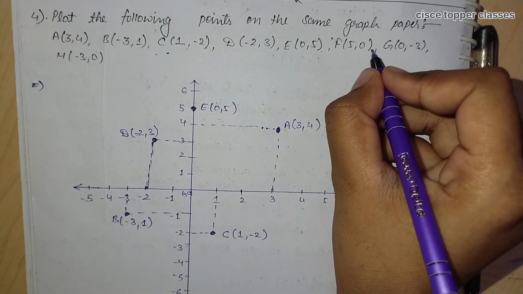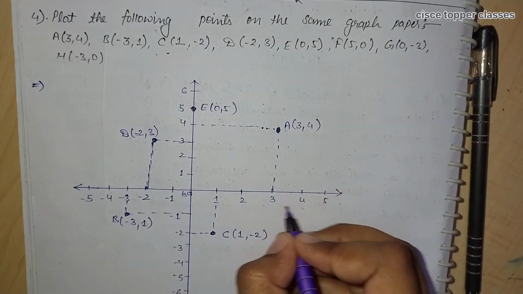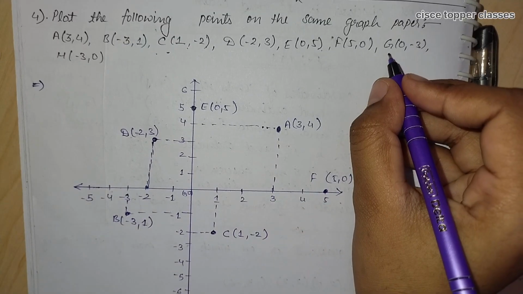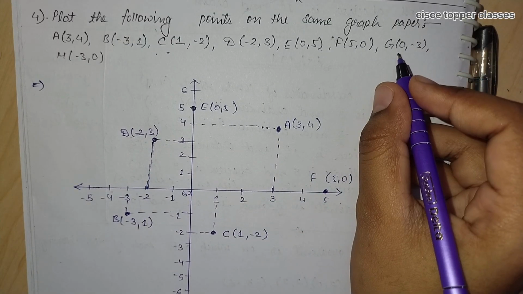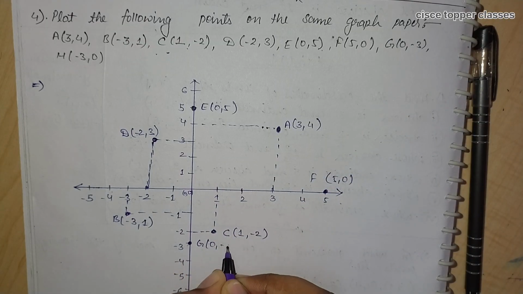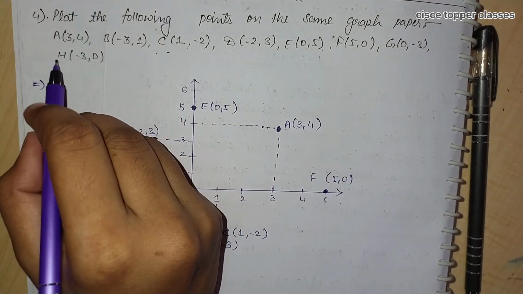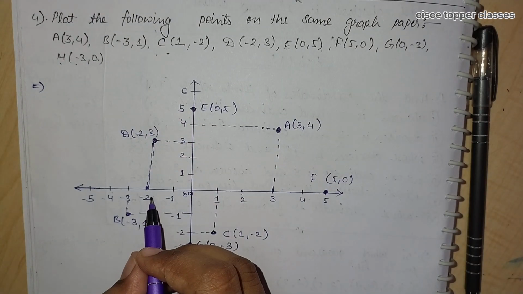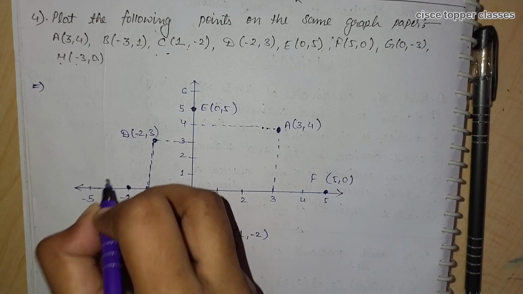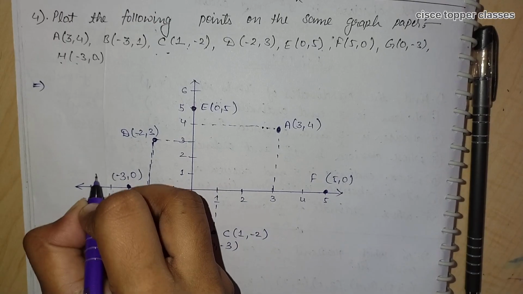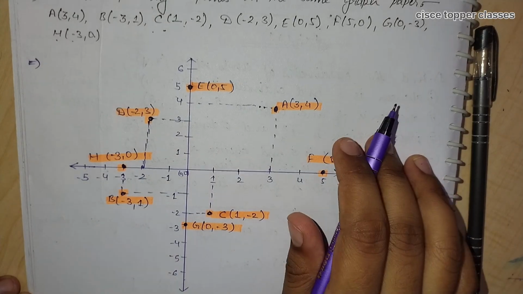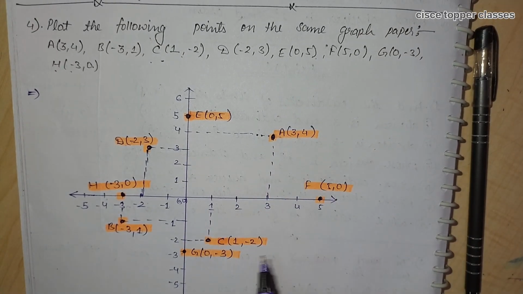Now we have F, which is 5 comma 0, means it lies on the x-axis. So this is somewhere here, this is 5 comma 0. This is point F. Now we have point G, which is 0 comma minus 3. So again it lies on the y-axis. So this is somewhere here, G 0 comma minus 3. Last point is H, minus 3 comma 0. So negative on x-axis and 0 on y-axis, means it lies on the x-axis. So this is the point here, minus 3 comma 0. This is the point H here. So this is the solution of question number fourth, and these are the points which we have to mark.